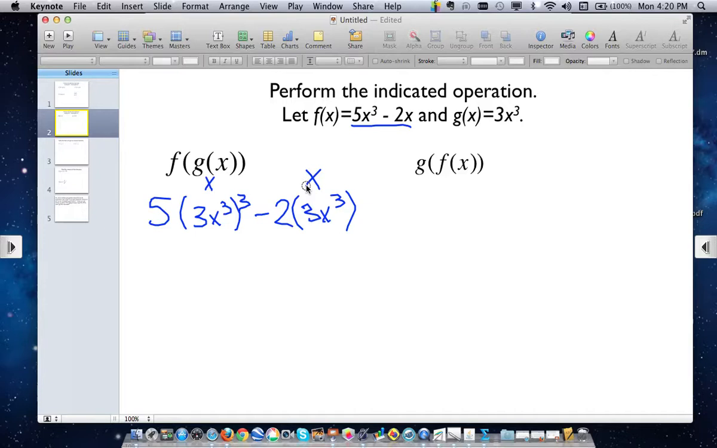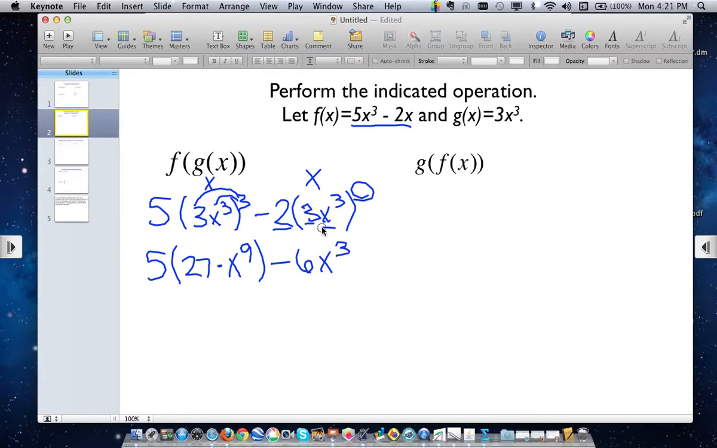Now here's where you have to watch your distribution. I have an exponent on the outside of the first parentheses. I'm going to distribute it to both of the multiplication factors on the inside. So I have 5 times 3 to the third, which is 27, times x to the third, which would be x to the ninth. Now over here to the right, I don't have any exponent outside the parentheses, so all I need to do is multiply 2 times 3 to get 6, and then I have x to the third. That's not really a distribution, it's just 2 times 3 times x to the third.